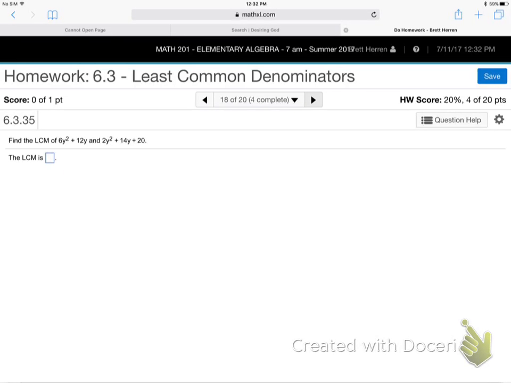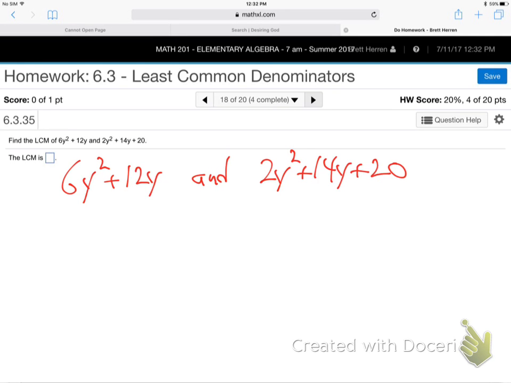So 6y squared plus 12y and 2y squared plus 14y plus 20. Okay, I'm just going to factor. What's the first step in factoring that thing? And what is the GCF? What's in common? 6 and y. Very good. 6y leaves y plus 2, right? So that'd be 6y squared and 12y. So that one's done. That wasn't too bad.